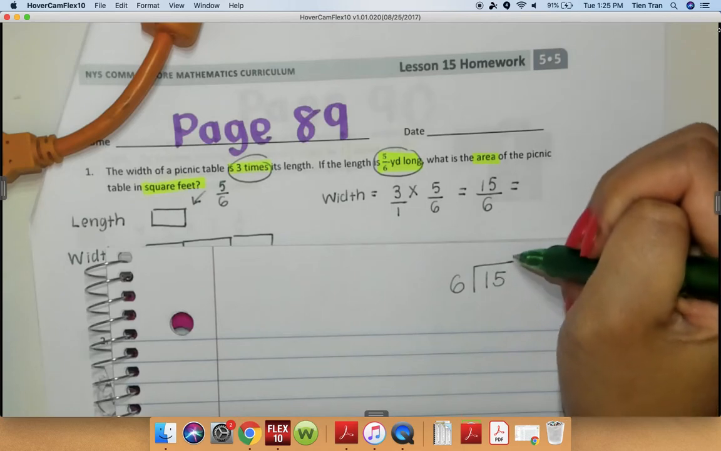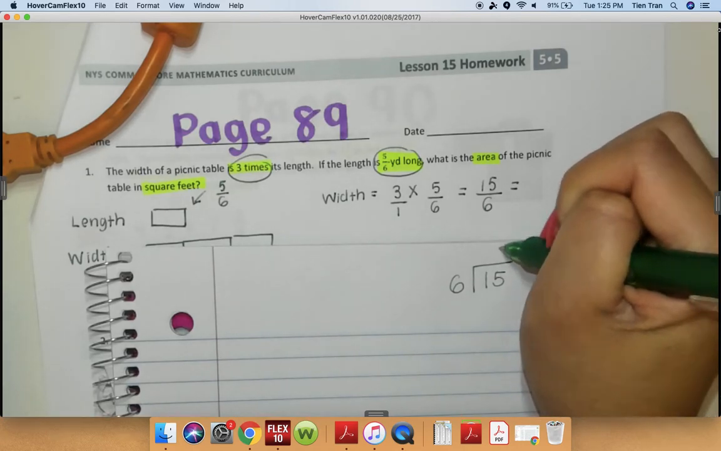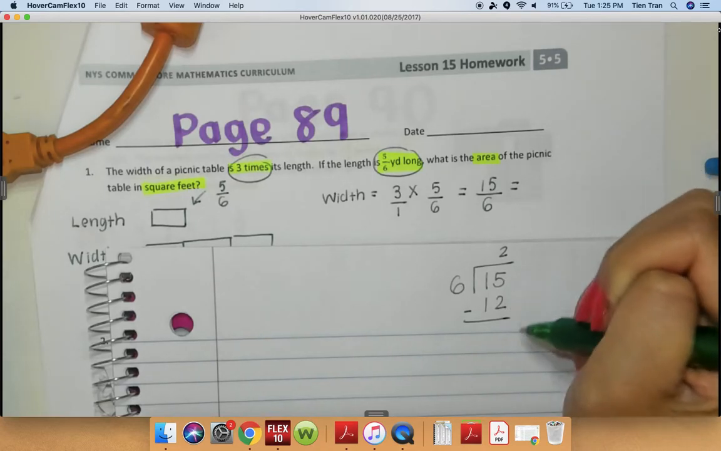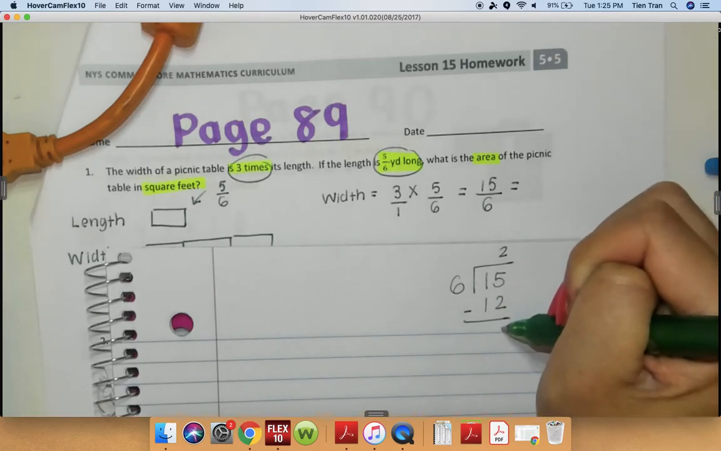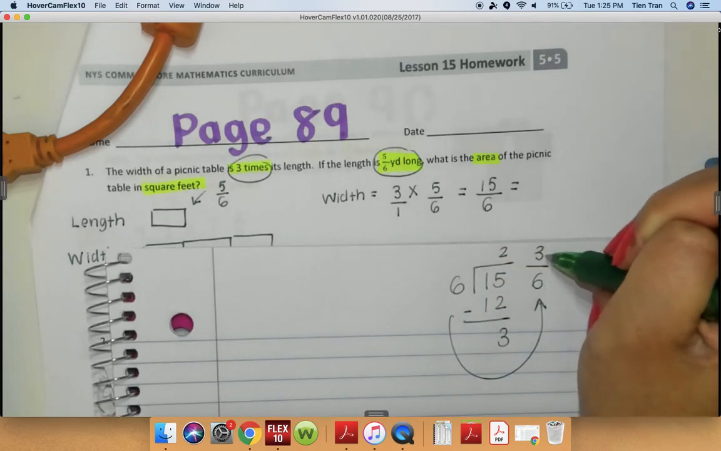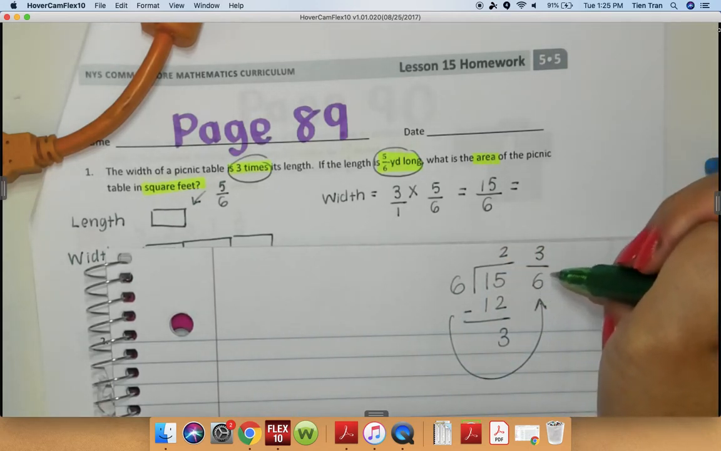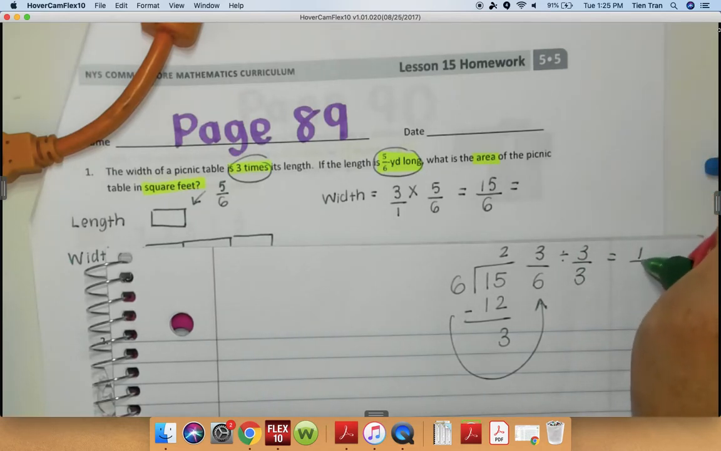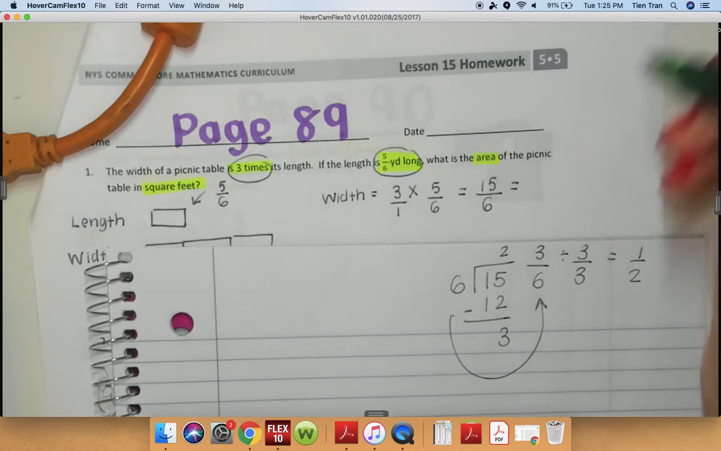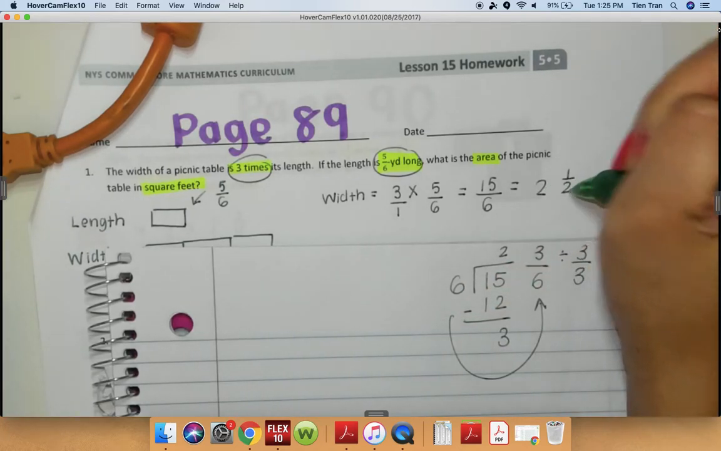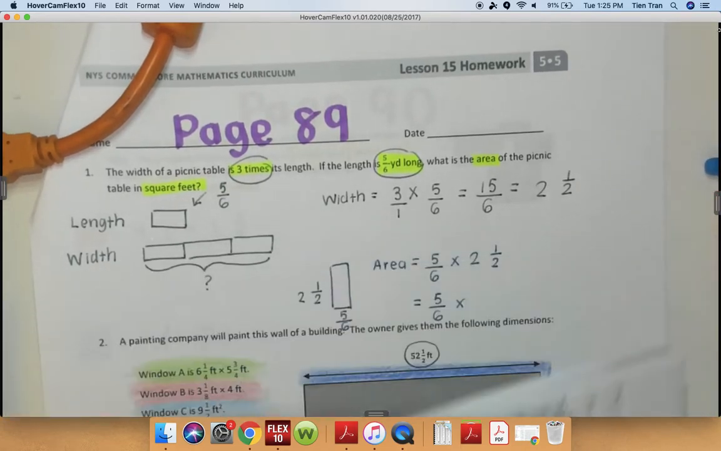So we have 6, and I know that 6 goes into 15 twice. So I'm going to subtract 15 minus 12 is equal to 3. My remainder is 3, and my denominator is 6. So you have 2 and 3/6, which is the same as when you divide 3 over 3, you're going to get 1/2, okay? To simplify your problem. So I have 2 and 1/2 yards squared.